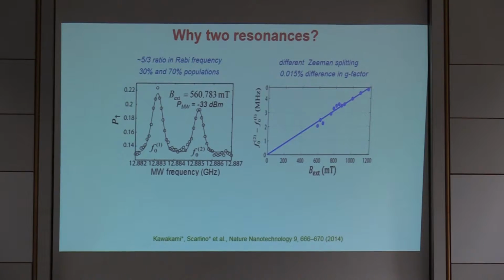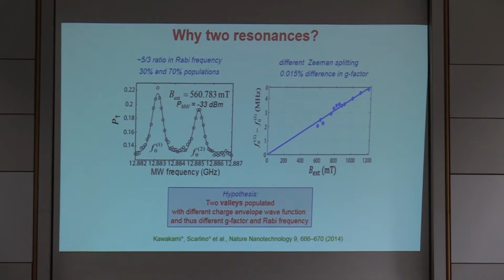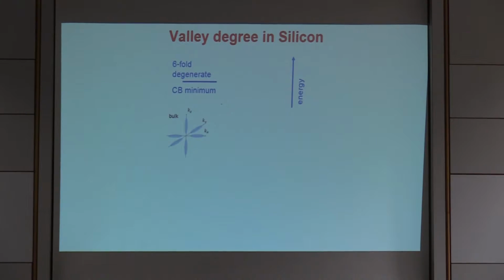So this is suggesting that those two resonances are two spin resonances that have slightly different g-factor. So our hypothesis is that those two resonances are related to the valley degree of freedom. So what is the valley degree of freedom? We know that silicon is an indirect band gap semiconductor, so the minimum of the conduction band is not in the center of the Brillouin zone, but it is in one point of the Brillouin zone which has 6-fold symmetry.